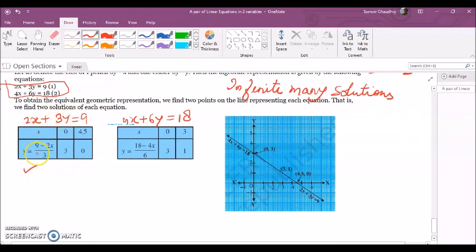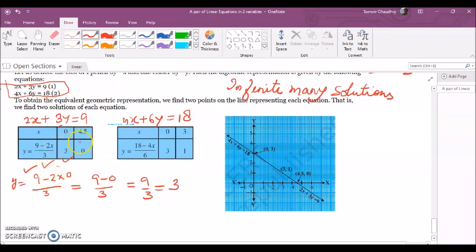हमने y को लेफ्ट हैंड साइड में रखा तो 9 माइनस 2x हो गया और 3 इसका कोफिशिएंट है तो ये डिनोमिनेटर में चला जाएगा, तो 9 minus 2x upon 3. Now when you put x is equal to 0 here, y is equal to 9 minus 2 into 0 upon 3. You will get 9 minus 0 upon 3. You will get 9 by 3, means 3. You got this 3.